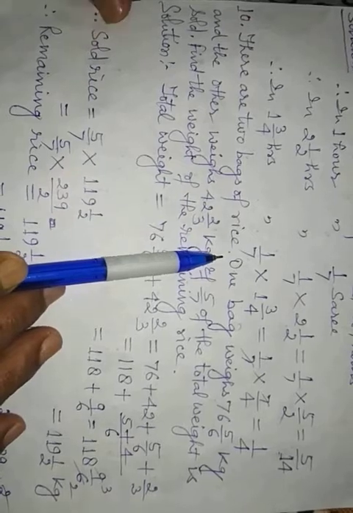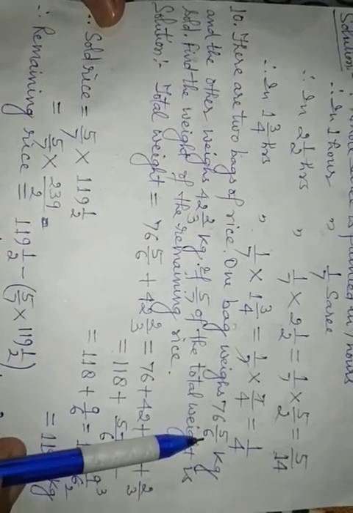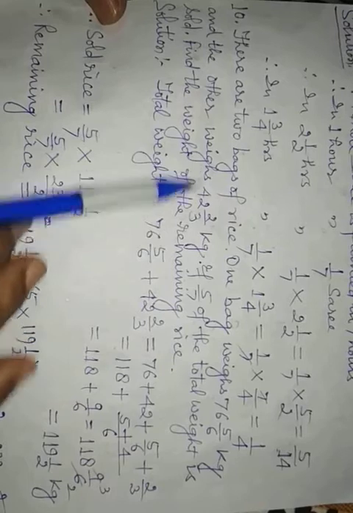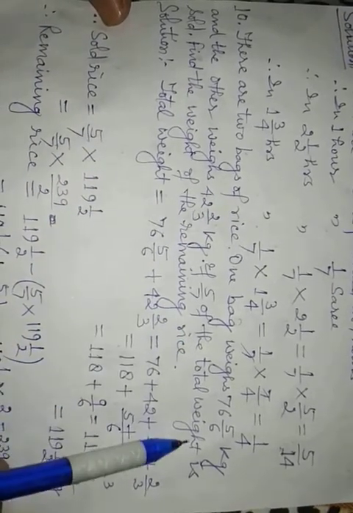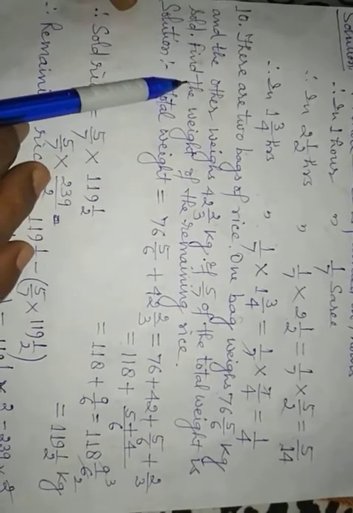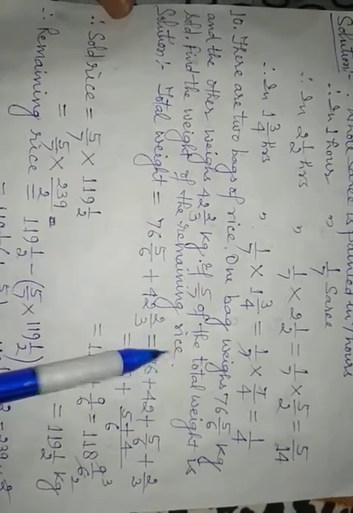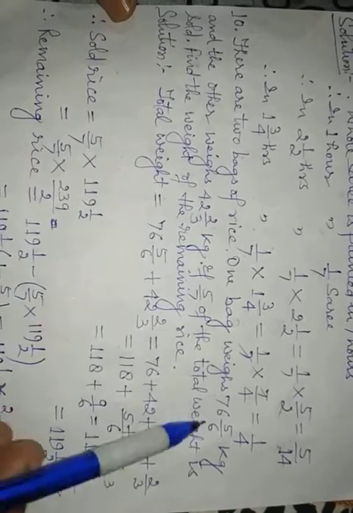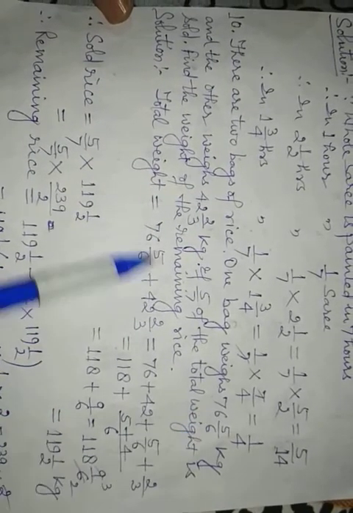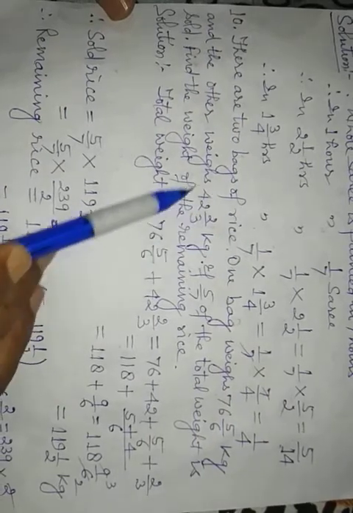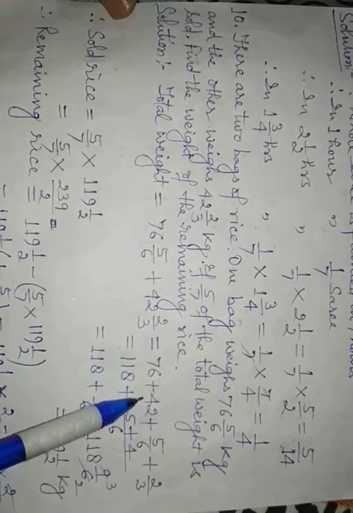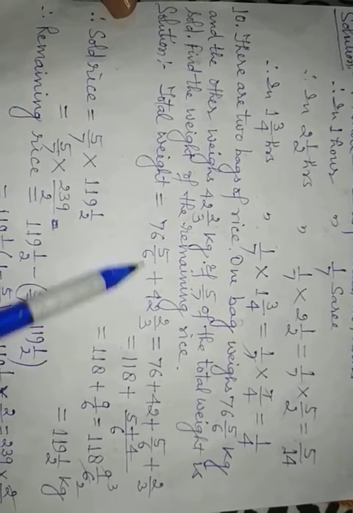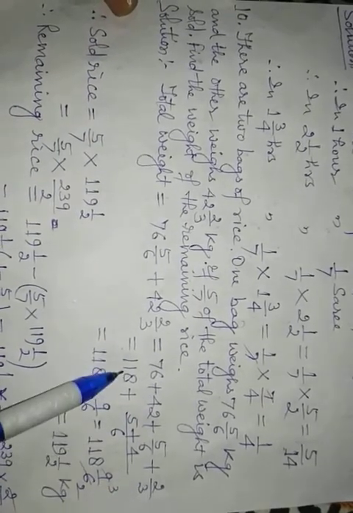Now question number 10. There are 2 bags of rice. One bag weighs 76 whole 5 by 6 kg and the other weighs 42 whole 2 by 3 kg. If 5 by 7 of the total weight is sold, find the weight of the remaining rice. So total weight of rice is 76 whole 5 by 6 plus 42 whole 2 by 3. So it is 76 plus 42 plus 5 by 6 plus 2 by 3.